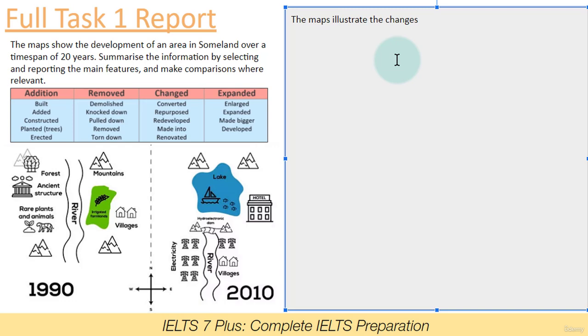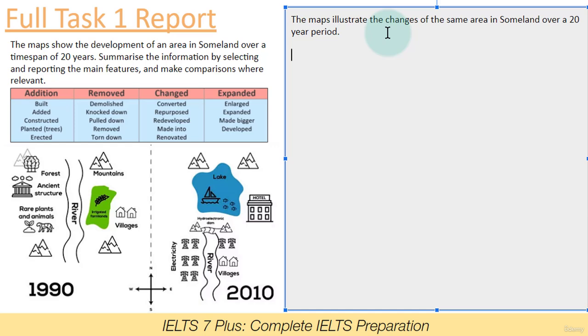The maps illustrate the development, the changes of an area. Another word for area could be location. The maps illustrate the changes of the same area in some land, and of course capitalize for proper nouns, over a 20-year period. So just paraphrasing this, over a time span of 20 years. Let's read this back. The maps illustrate the changes of the same area in some land over a 20-year period. Perfect.